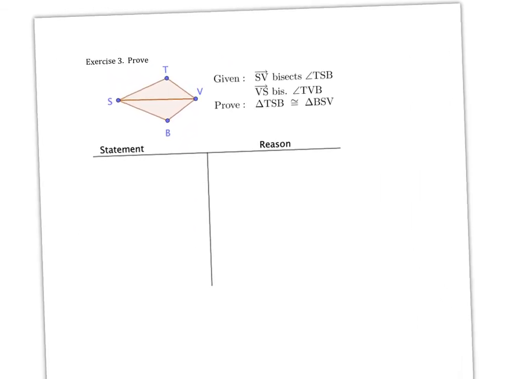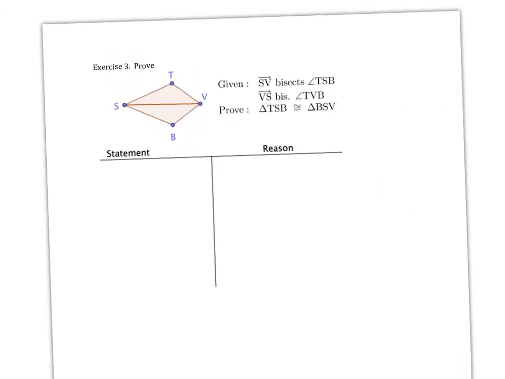And the idea here is that we have that SV is a bisector of TSB, which means that these two angles are congruent. We have that VS is a bisector of TVB, which means these two angles are congruent. And we're supposed to prove that triangle TSV is congruent to BSV. And so we already have two angles.